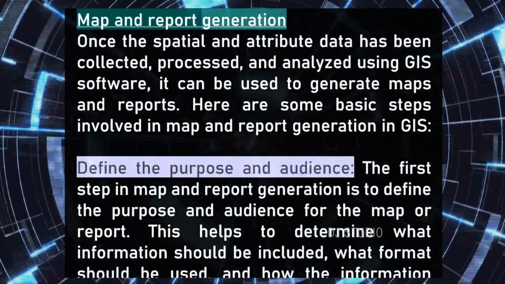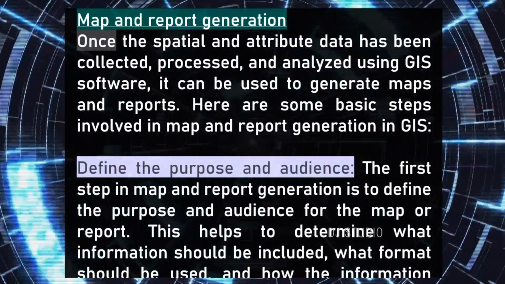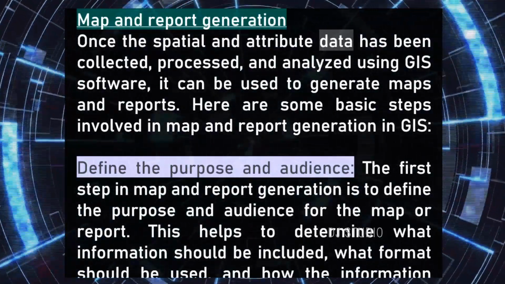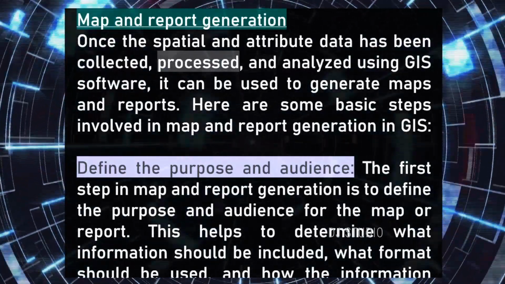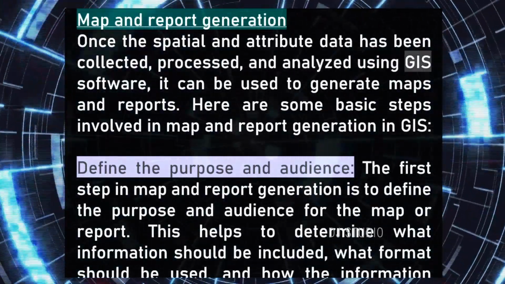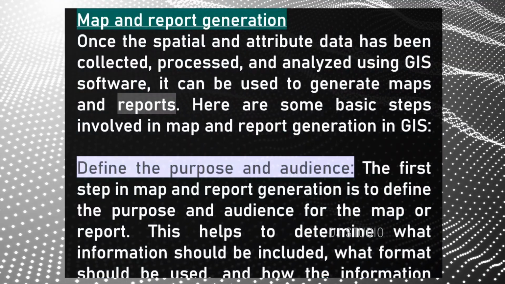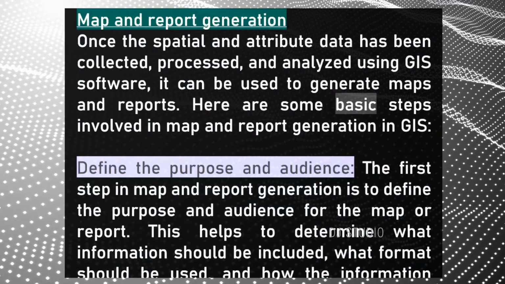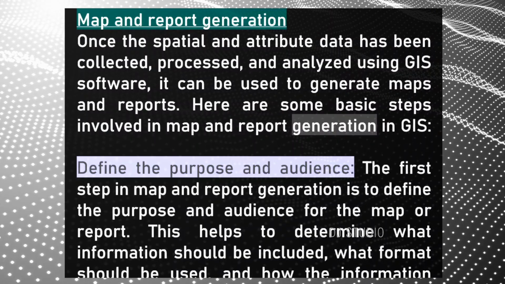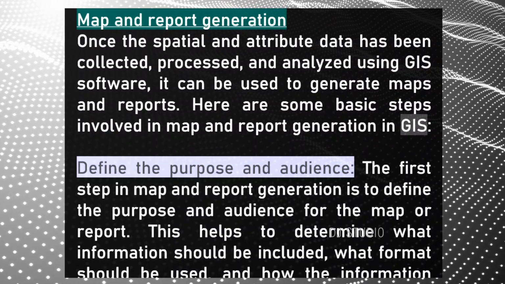Map and report generation. Once the spatial and attribute data has been collected, processed, and analyzed using GIS software, it can be used to generate maps and reports. Here are some basic steps involved in map and report generation in GIS.